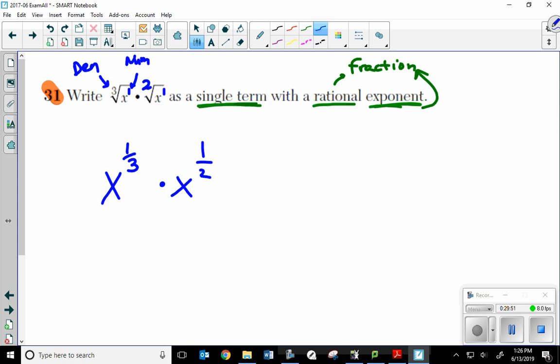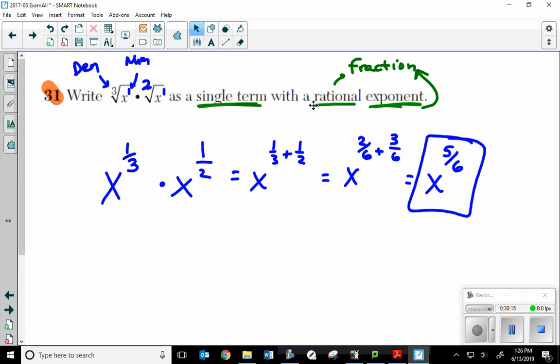When I multiply things with common bases, don't I just add the exponents? I mean, this is so simple. 1/3 plus 1/2. And don't I need a common denominator? The common denominator is 6. So this will be x to the 2 sixths plus 3 sixths. If I add those, that's 5 sixths. Okay, it's time to get real here, people. If you struggle doing this basic operation, you should not be in Algebra 2 Regents. But let's say for conversation's sake, you are.